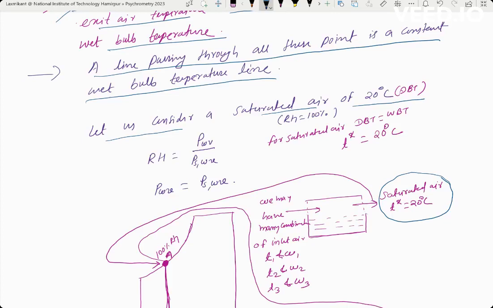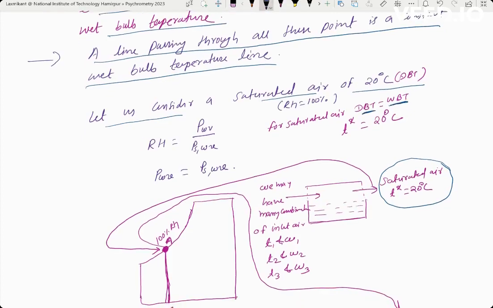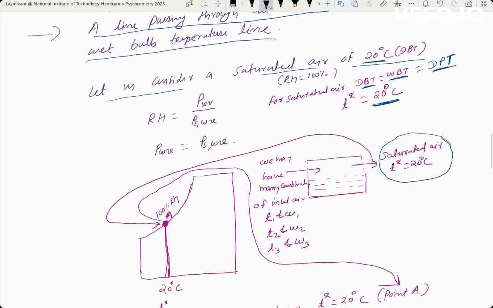Okay, so for saturated air, this is the condition of saturated air. So at saturated condition the dry bulb temperature is exactly equal to the wet bulb temperature because it contains the maximum amount of moisture, also equal to the dew point temperature. So saturation condition mein DBT is equal to WBT is equal to dew point temperature, and we are considering the temperatures of saturated air as 20 degree Celsius. So now we will denote this condition in the psychrometric chart.